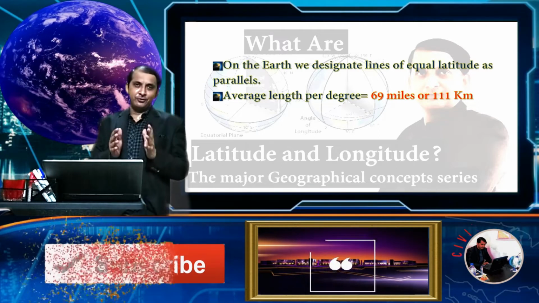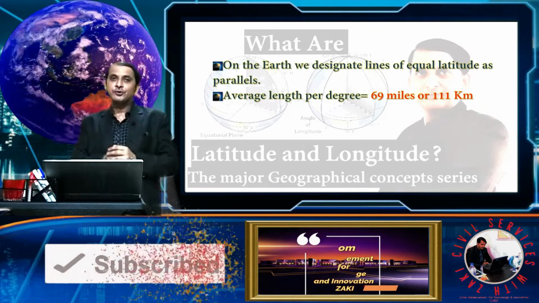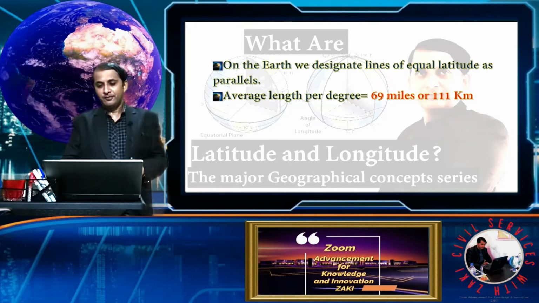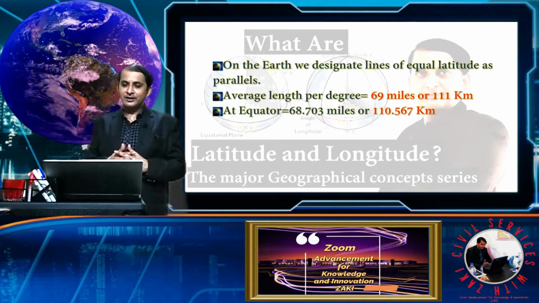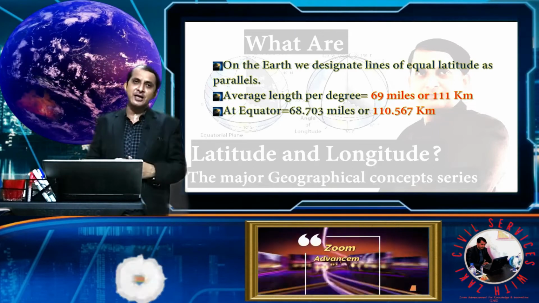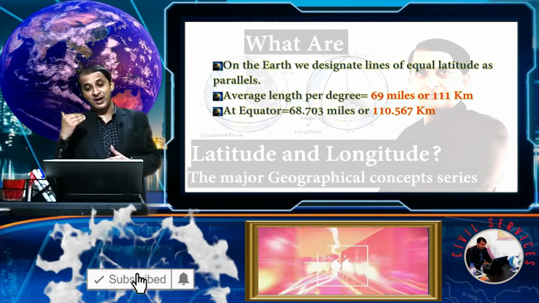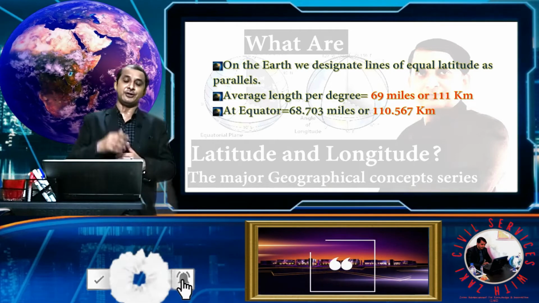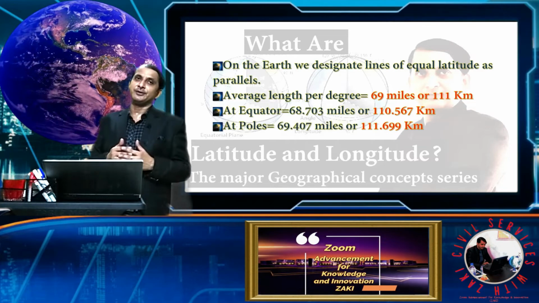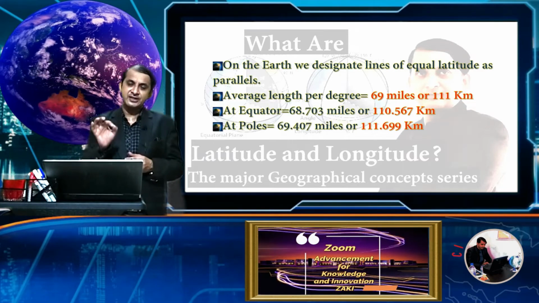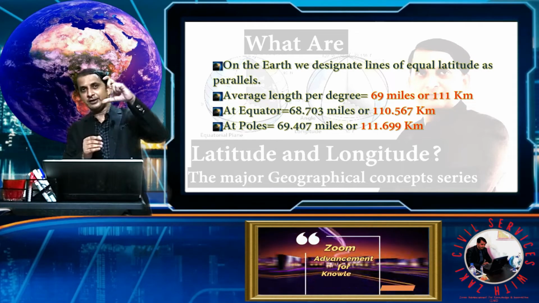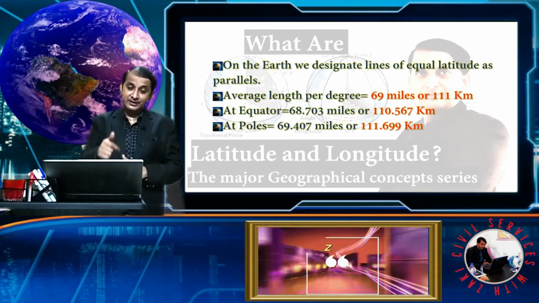But as you know, earth is slightly bulged, so the degree is lesser at the equator and greater at the pole. If we see the equator, it is 110.567 kilometer at the equator, and at the pole it is 111.699 kilometer. So it is greater at the pole and lesser at the equator.